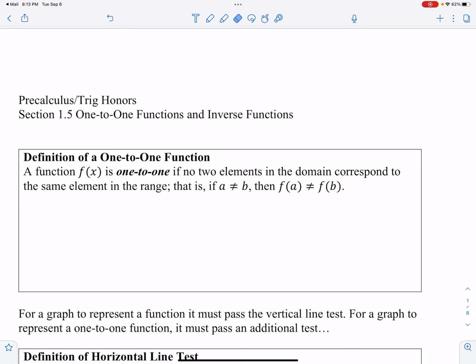Now, for what I have written here, I also include this part. This is from your text, where basically if A is not equal to B, then f of A is not equal to f of B. And that just says that if you have two different x values in the domain, then their y values cannot be equal to each other, right? Every x must correspond to exactly one y. Every y must correspond to exactly one x to be one-to-one.